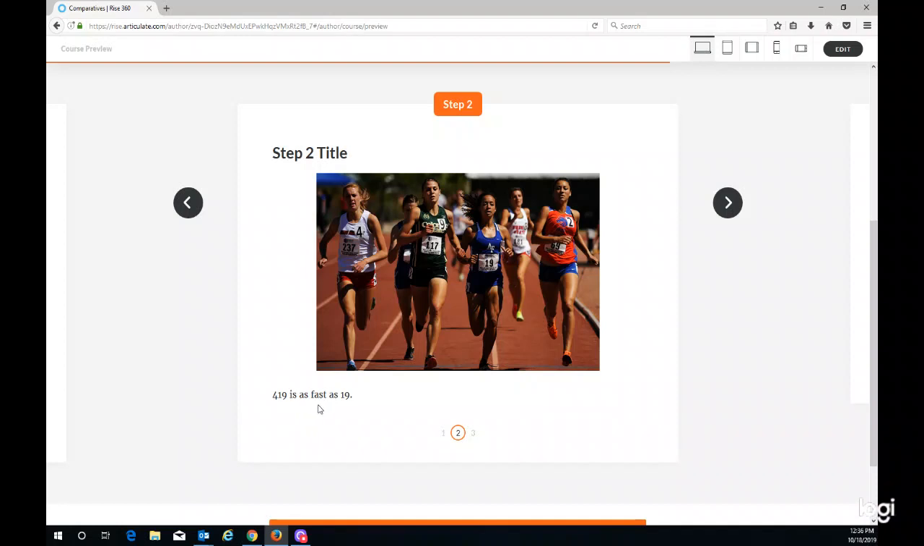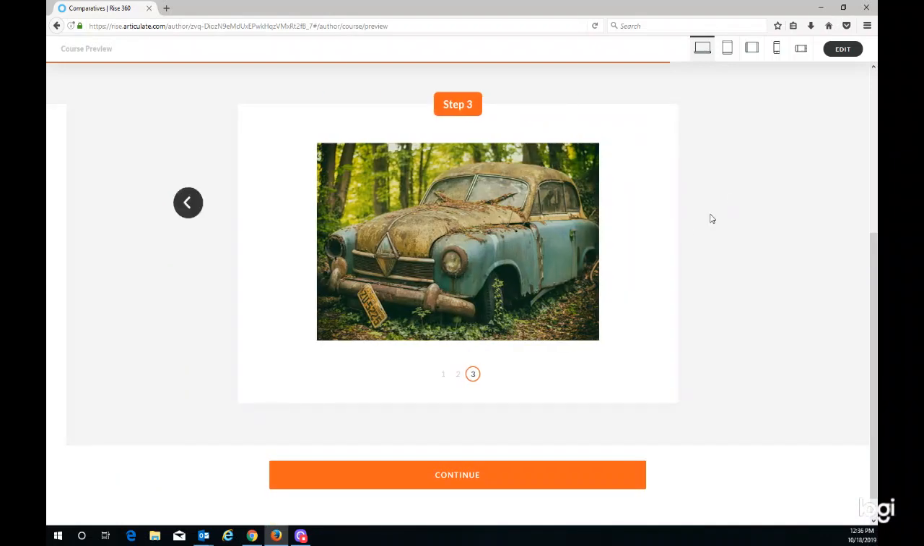417 is as fast as 19. My car is as old as this car.